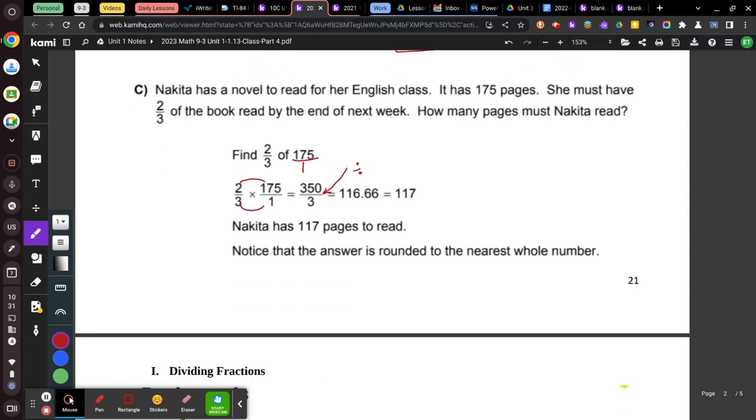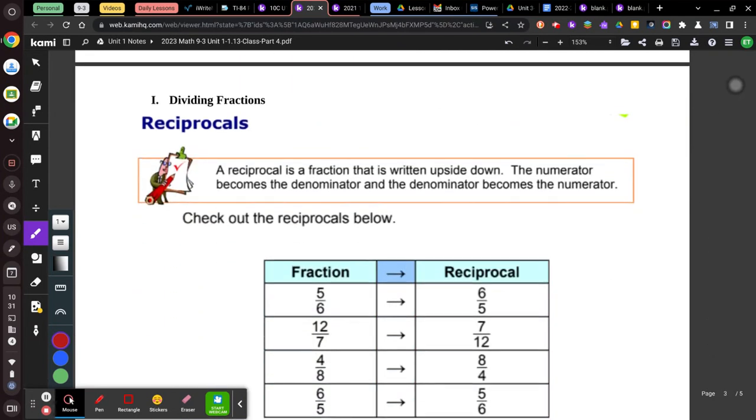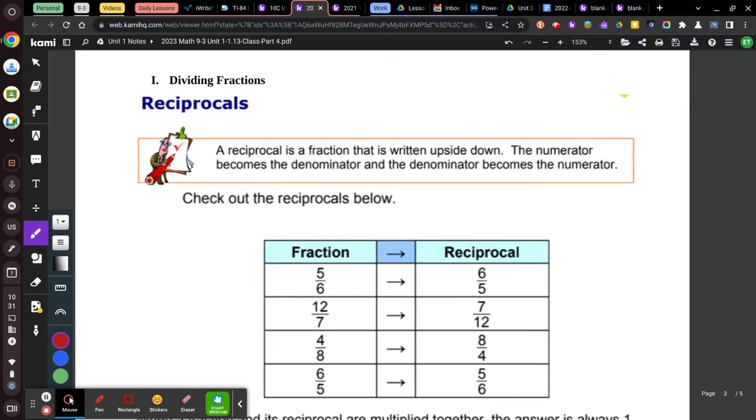All right, so that's multiplying. Multiplying is top times top, bottom times bottom. Here's our last section of our fraction unit, and this is dividing. What we actually do for dividing, we never ever divide fractions.